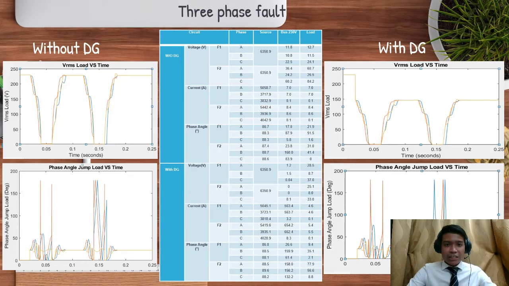Okay, in this condition, the three-phase fault is created in the distribution system and recorded in the table. The RMS voltage of the 230 volt bus and the load bus, without and with DG, is below 100 volt. While for the phase angle of phase A at the load bus, the value changed from 21.9 degrees to 9.4 degrees in the first set. The current of the 230 volt bus and load bus is below 100 amp for each phase under the three-phase fault.